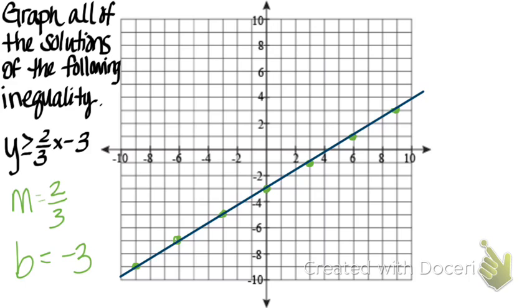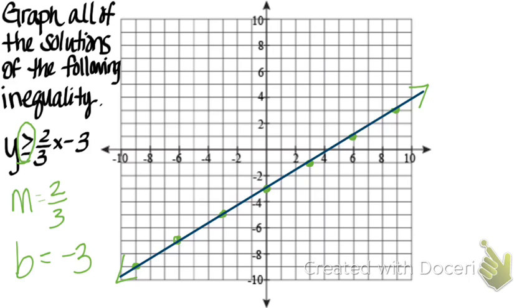Now, why did I use a solid line here? It's a great question that I hope you can answer. This greater than or equal to sign tells me that not only will my solutions be greater than 2/3 x minus 3, they can also be equal to 2/3 x minus 3. So that means all of these points that are on this line will satisfy this inequality.